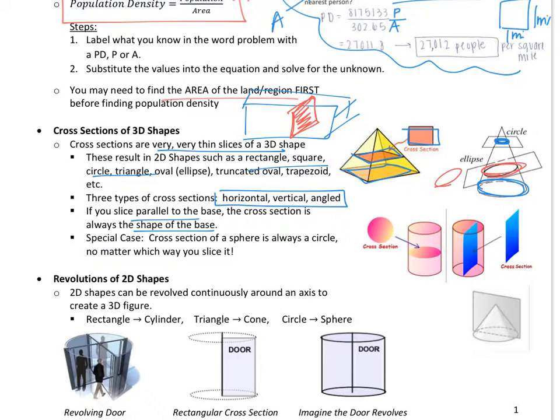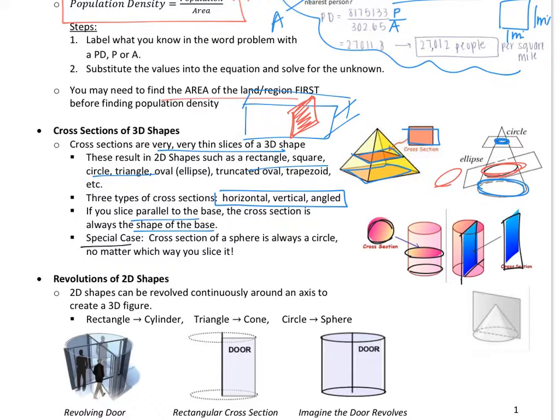If I slice a cylinder parallel to its base, then the base and the cylinder's cross-section are both circles. However, I could also slice it vertically. If I slice it vertically, then the cross-section ends up being a rectangle.